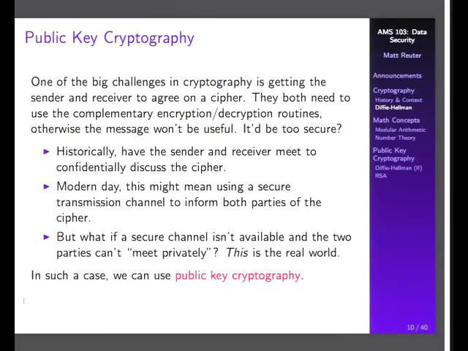What we have are just these insecure devices which only have insecure channels. There's no way for us to necessarily meet privately beforehand to agree on what the cipher is going to be. So how do we make this work? The big idea is we can use this thing called public key cryptography. This is what we're going to be working towards over the next, it might spill into lecture next Monday as well, is developing this.